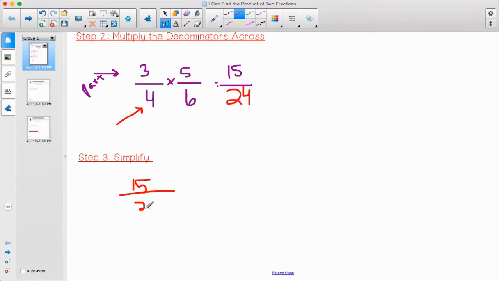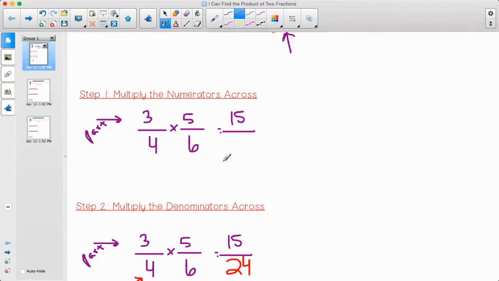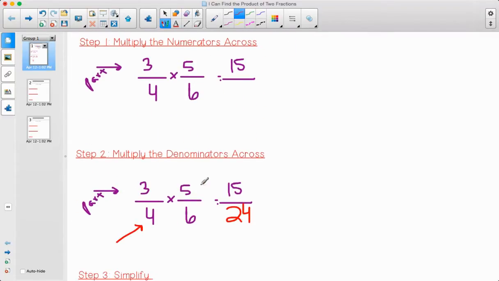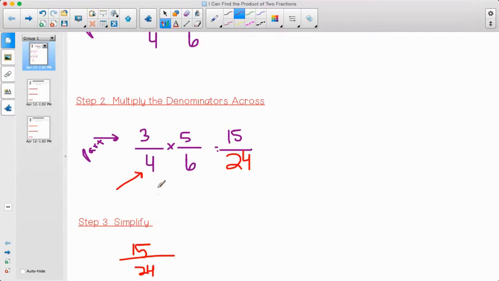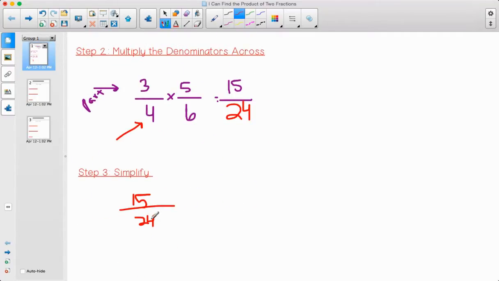That's what I know because I multiplied the numerator and then the denominator. That's all you're doing when you're multiplying fractions. Multiply the numerator first, then multiply the denominator, then simplify. So you want to look at 15 and 24 and see if they both can be divided by the same number. So take a minute right now to see if both of those can be divided by the same number.